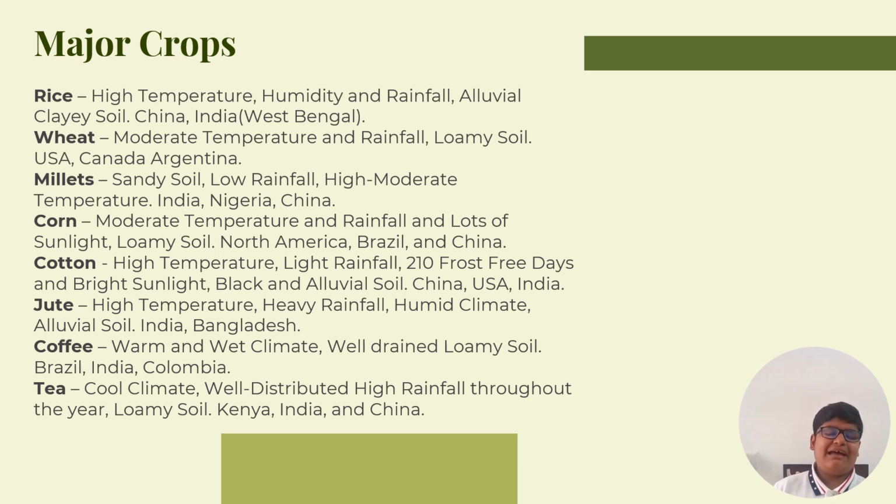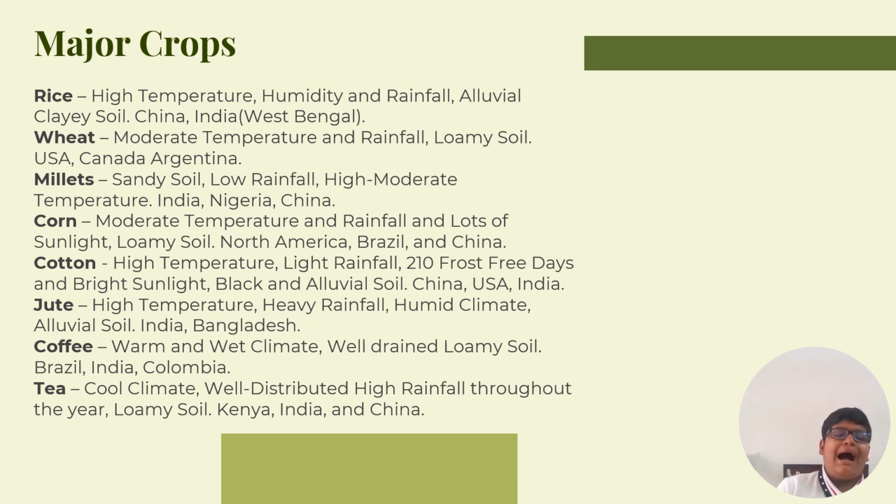Millet requires a sandy soil, low rainfall, and moderate to high temperature. They are grown in India, Nigeria, and China. Corn requires moderate temperature and rainfall and lots of sunlight. They are grown in loamy soil found in North America, Brazil, and China. For cotton, high temperature, light rainfall, 210 frost-free days and bright sunlight are required. They are grown in black and alluvial soil. China, USA, and India are the leading producers of cotton.